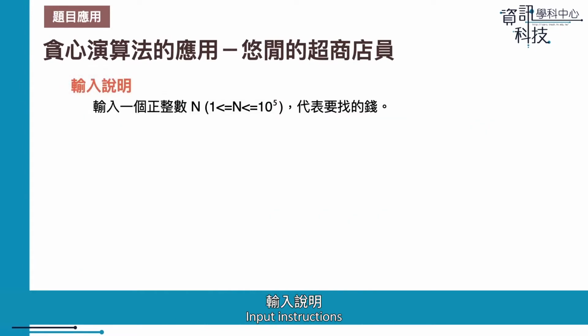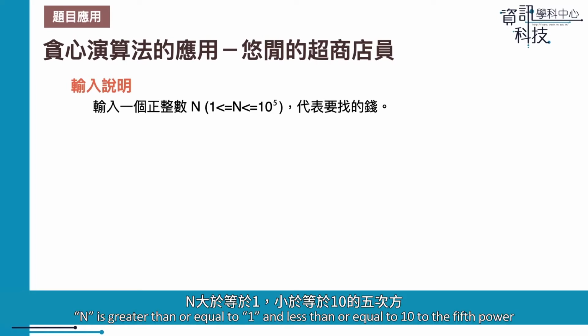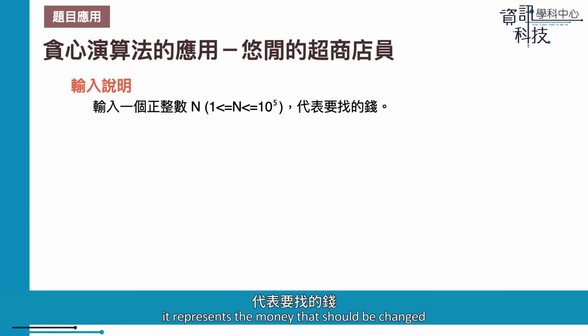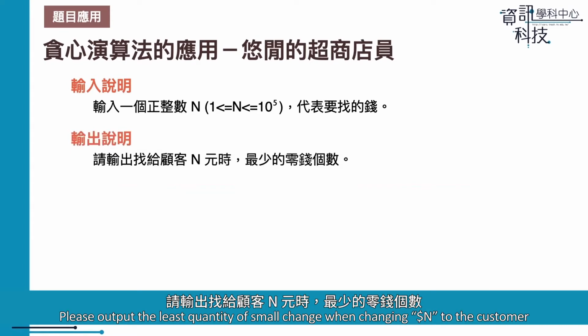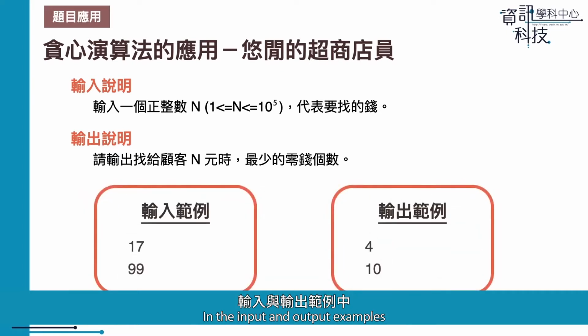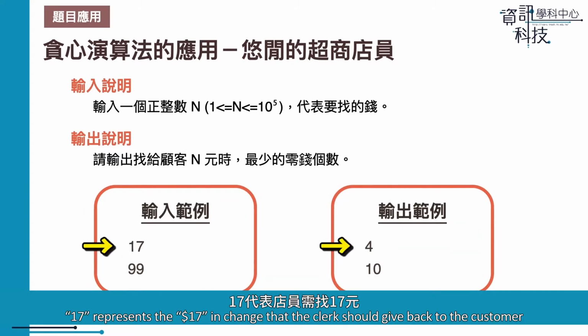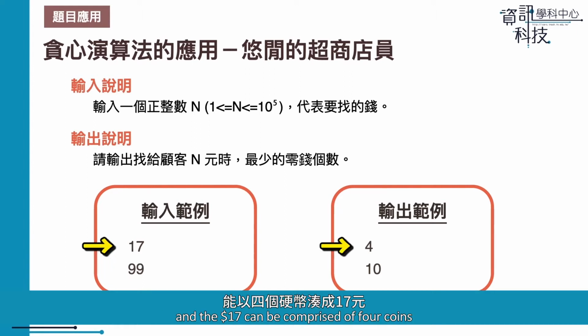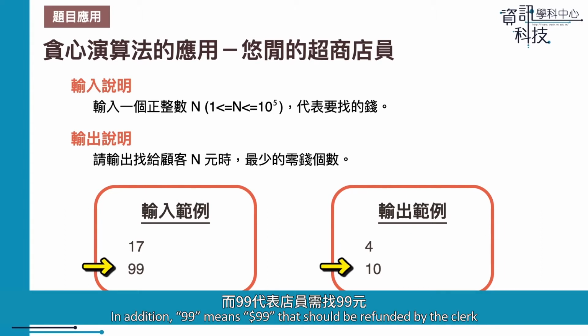Input instructions. First, input a positive integer n. n is greater than or equal to 1 and less than or equal to 10 to the 5th power. It represents the money that should be changed. Output instructions. Please output the least quantity of small change when changing $n to the customer. In the input and output examples, 17 represents the $17 in change that the clerk should give back to the customer, and the $17 can be comprised of 4 coins. In addition, 99 means $99 that should be refunded by the clerk, and 10 coins can be put together to become $99.